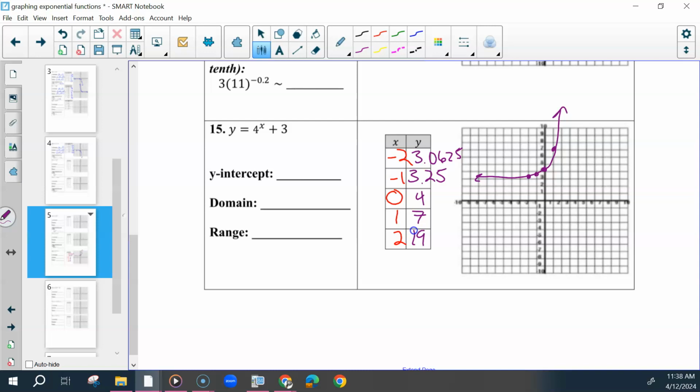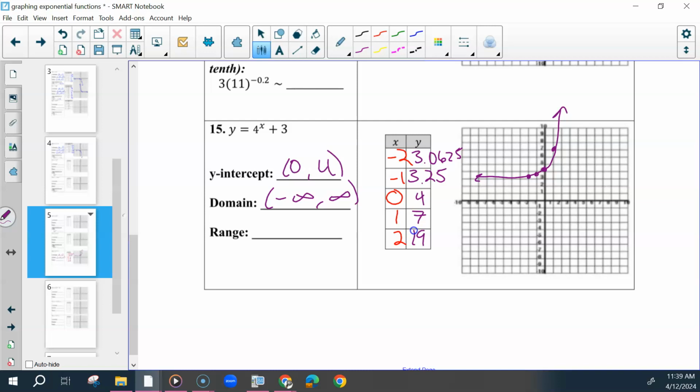What is the y-intercept of this one? 0, 4. 1 plus 3. Did the domain change? No, it's still the same. Negative infinity to infinity. But what about the range? What's the lowest point? That's a good question.